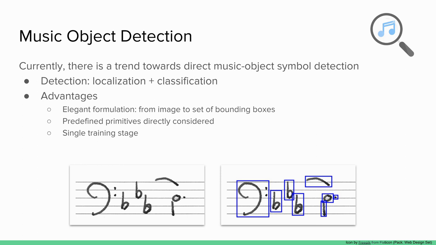So currently, there is a trend towards direct music symbol detection, in which detection means that we are both localizing and classifying at the same time, directly over the image. The advantage is that we have an elegant formulation. We just provide an image and we get a set of bounding boxes. The second advantage is that we, as researchers or as users, can define which primitives or which symbols we want to take into account. And another good thing is that we can run this in a single training stage. We just provide to our model an image and a set of bounding boxes, and the model will be able to generalize to other scores that have not been seen during training.